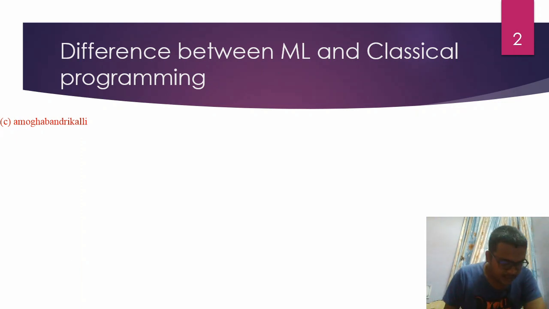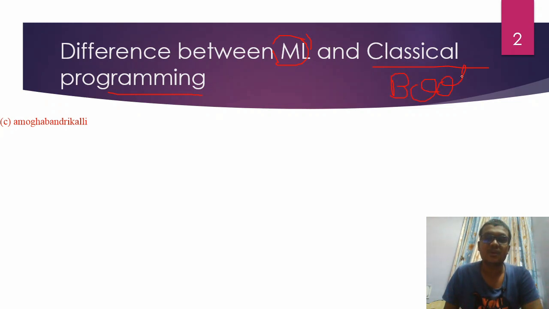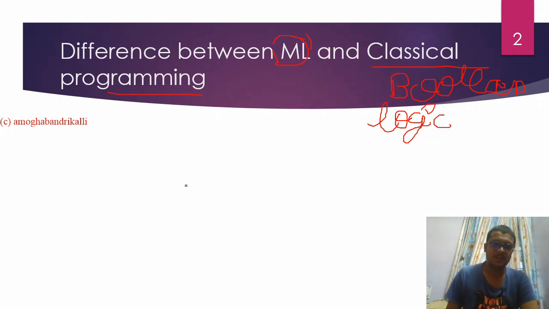Okay, first let me take a pen here. Let me tell the difference between machine learning, that is ML, which is the short form, and classical programming. Classical programming means we make use of equations like Boolean equations or any sort of logical expressions, or by making use of logic. That is called classical based programming.